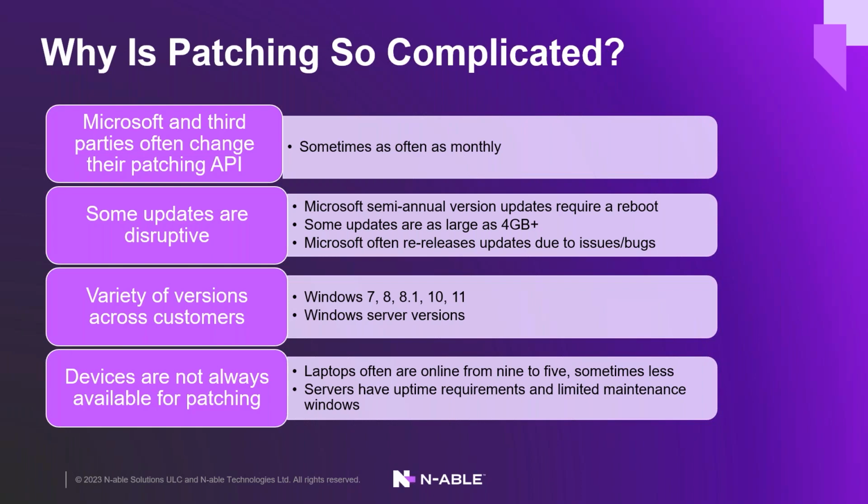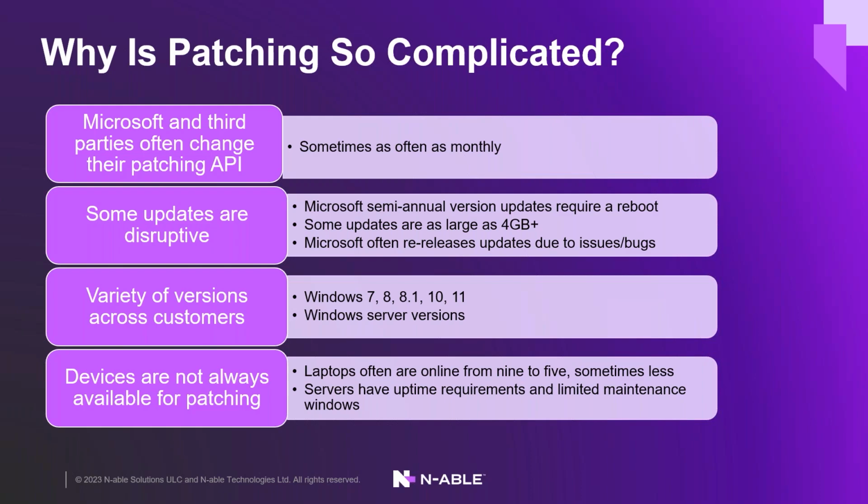Microsoft and third parties often change their patching APIs, sometimes as often as monthly. Some updates are disruptive. For example, some updates are as large as 4 gigs. Some Microsoft annual version updates require a full reboot. Without fail, you have to reboot the device. As it's patched, it reboots, right? Now, the good news is that Central can actually suppress that. So that is to our benefit.